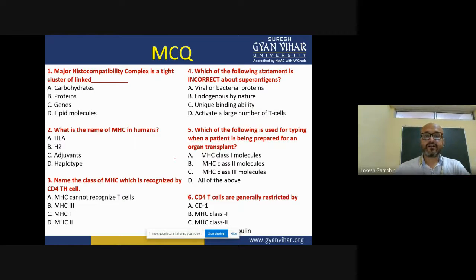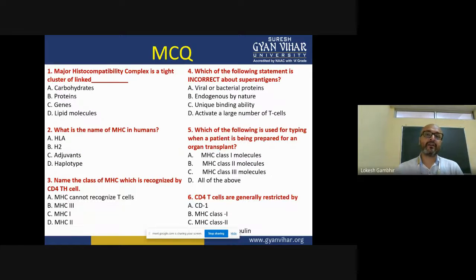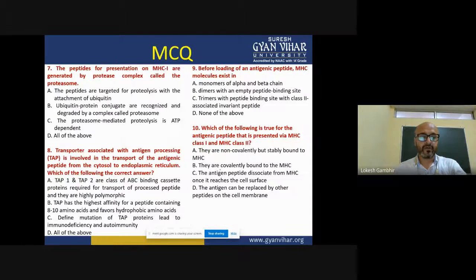So these are certain MCQs that will again help you in better understanding, like which of the following is true for the antigenic peptide that is presented by class 1 and class 2. Which is true? They are non-covalently but stably bound. They are covalently bound to the MHC. The antigen peptide dissociates. And what is the purpose? So if you are going about understanding your MHC molecule, then you should have a clear-cut understanding of how these things are getting processed.